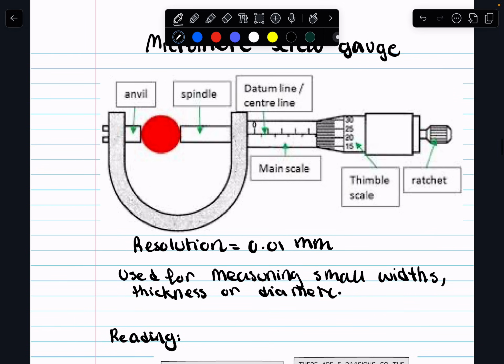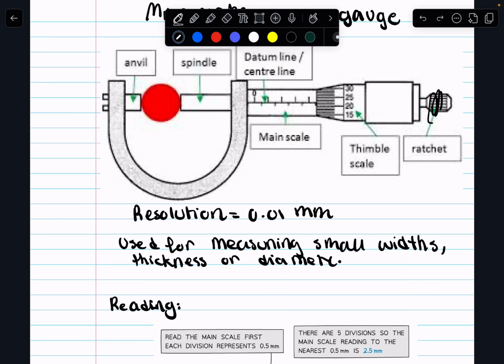So micrometer screw gauge looks something like this. It's more precise because it has a ratchet that turns around and gives you a thimble scale and a main scale that would allow for higher resolution. Anyways, lower resolution, so higher accuracy. So resolution is 0.01 millimeters, and it's used for measuring small bits, thickness, and diameter.